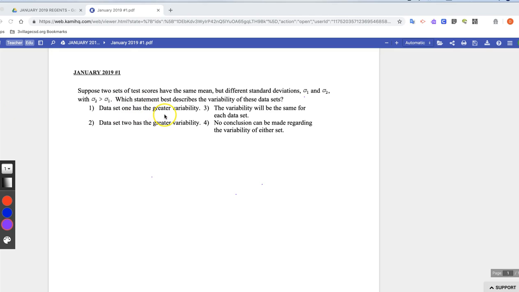We see that suppose two sets of test scores have the same mean, but different standard deviations. The first one denoted by sigma 1, and the other one denoted by sigma 2. And we are told that sigma 2, the standard deviation for the second set of scores, is greater than sigma 1. Which statement best describes the variability of these data sets?